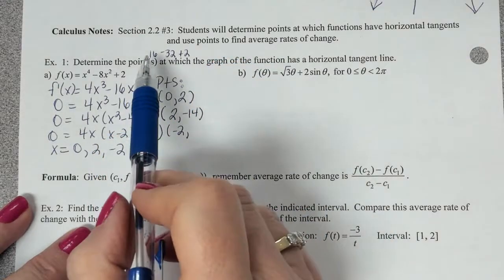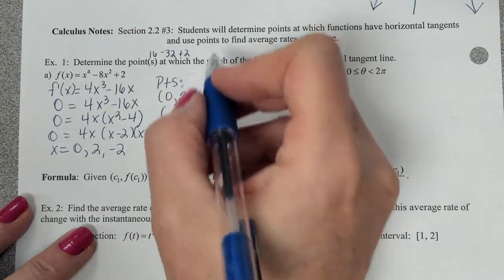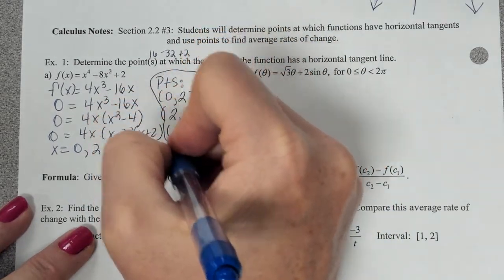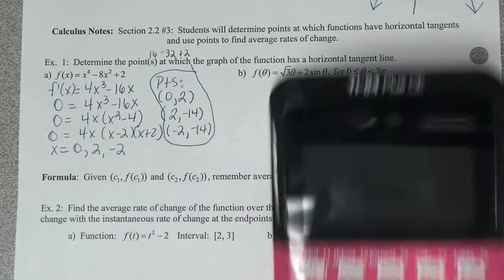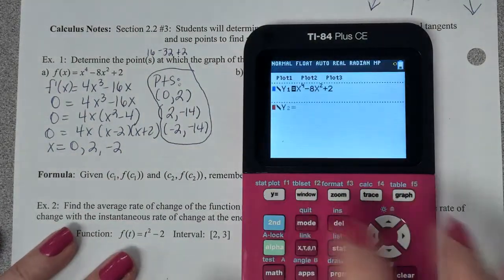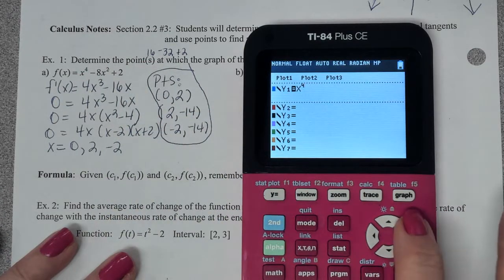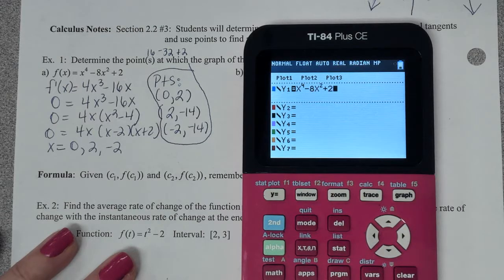If I plug in negative 2, I'm going to get the same answer because these are to the 4th. It's an even function. So I'm also going to get negative 14. So those are going to be 3 points where the function has a horizontal tangent line. And in fact, they're going to be the only 3 points. If I go to y equals and I type in this function, I'm going to check this answer.